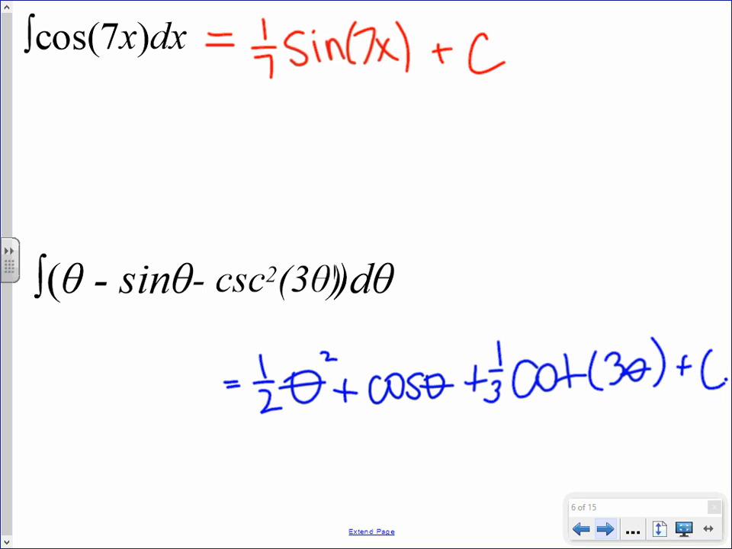What's nice about antiderivatives is it helps you practice your derivatives, because you're just thinking backwards about it.